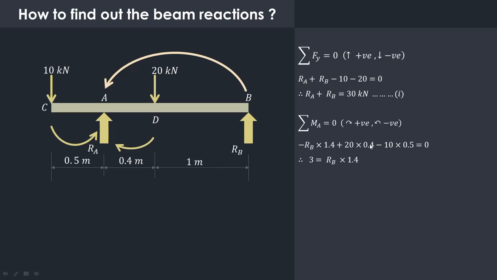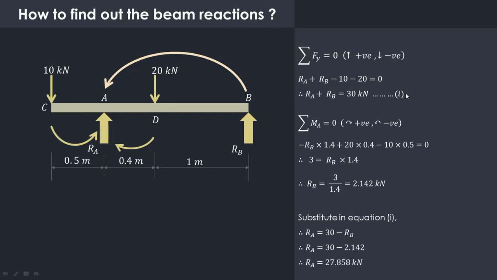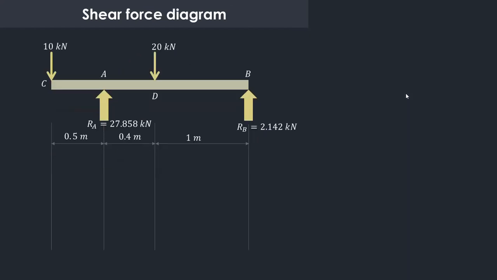Now the value of 20 into 0.4 minus 10 into 0.5 is 3, and we have transferred this negative term, minus RB into 1.4, to the other side, so it will become positive. Divide this 3 by 1.4 so that we will get the value of RB as 2.142 kilonewton. Now substitute this value in equation 1. So from equation 1 we can say that RA will be equal to 30 minus RB. Substitute the value of RB, it is 2.142. So we can say that the value of RA is 27.858 kilonewton. Now we have obtained these particular values RA and RB.